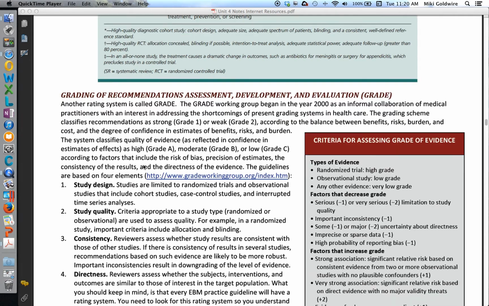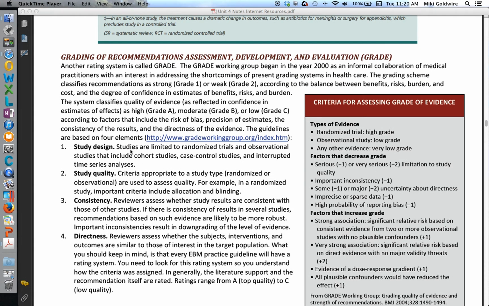GRADE takes into account the study design. Studies are limited to randomized controlled trials and observational studies that include cohort studies, case control studies, and interrupted time series analysis. The study's quality: the criteria appropriate for the study type. The consistency: reviewers assess whether study results are consistent with those from other studies. And the directness: reviewers assess whether the subject's interventions and outcomes are similar to those of interest in the target population.